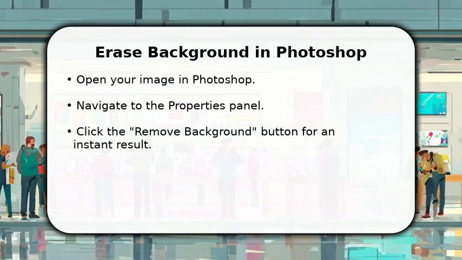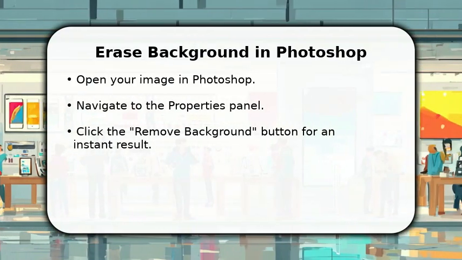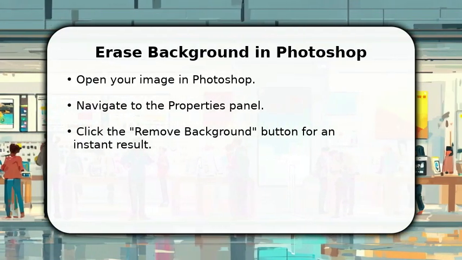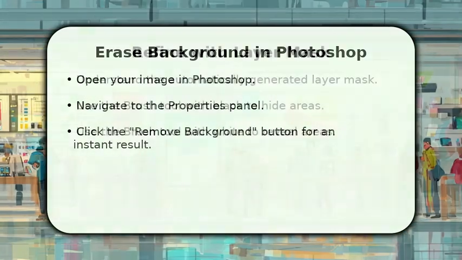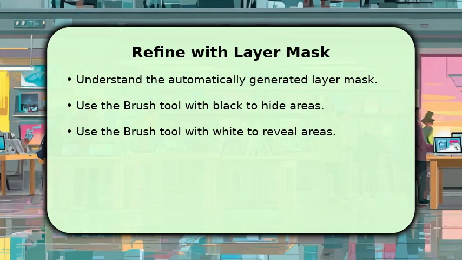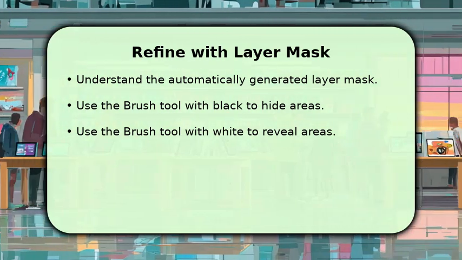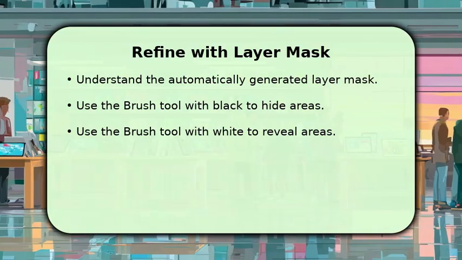Clicking this will instantly analyze your image and attempt to isolate the subject, providing a quick and often accurate background removal with just one click. After the initial removal, Photoshop creates a layer mask. This mask is key for refining your selection.